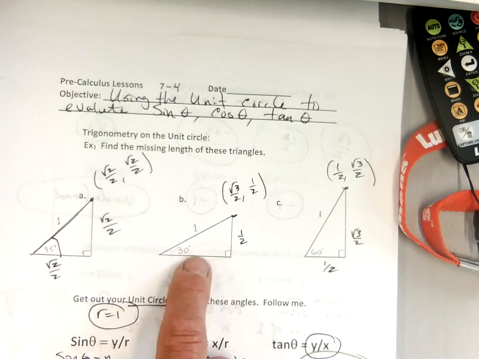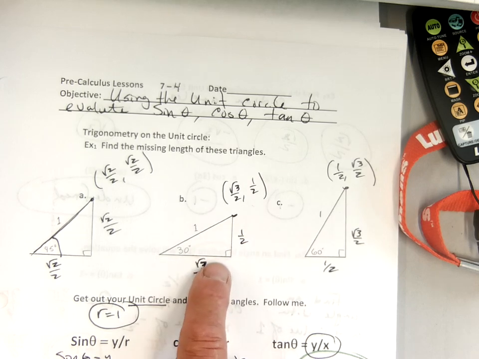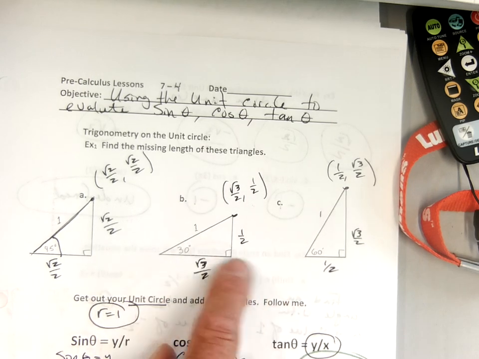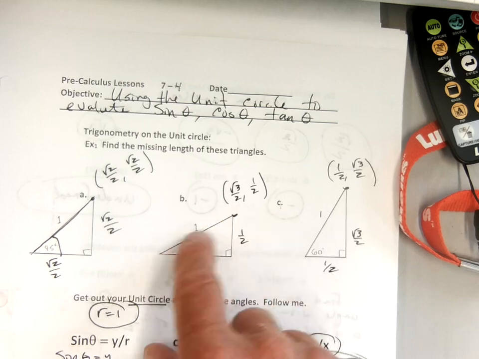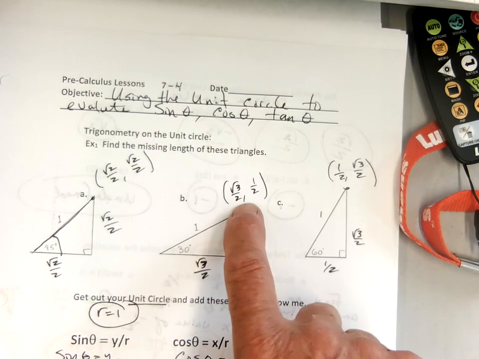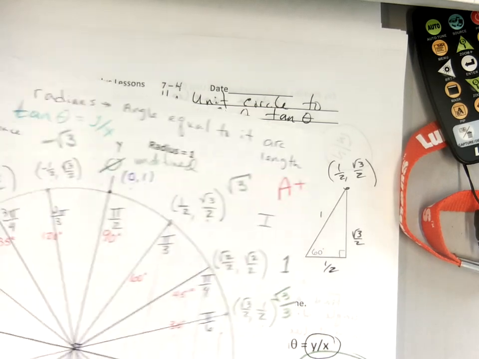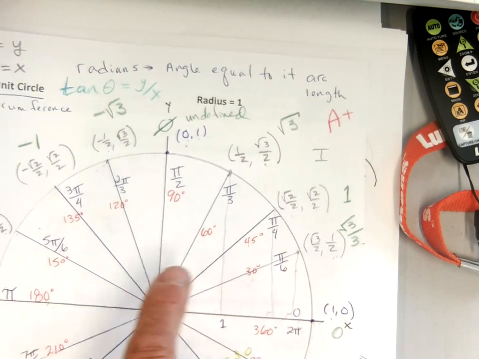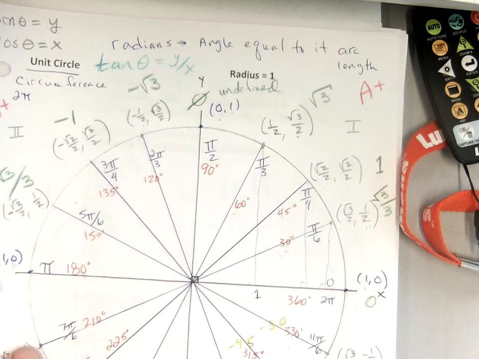Okay. We also looked at our 30, 60, 90 triangle. We knew that this side was 1/2. This side was square root of 3 over 2 if the radius was 1, or if the hypotenuse is 1. So we have a coordinate square root of 3 over 2, 1/2. And we put all of those in the unit circle as a 30, 60, 90 triangle in all four quadrants.